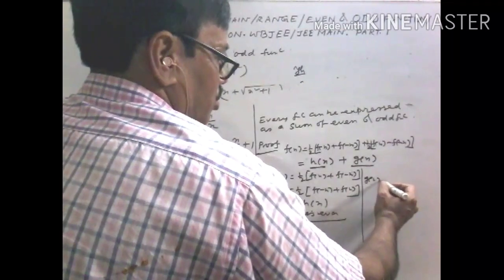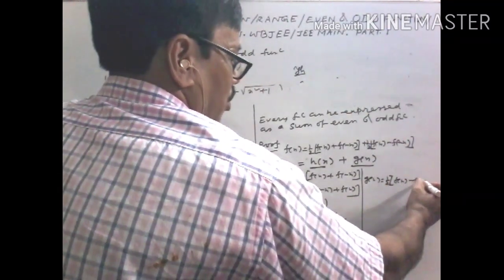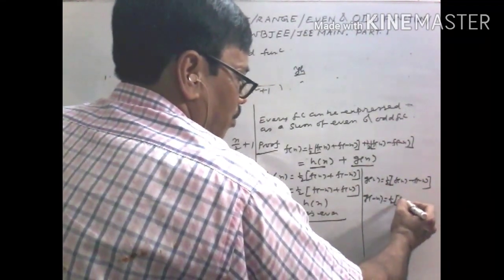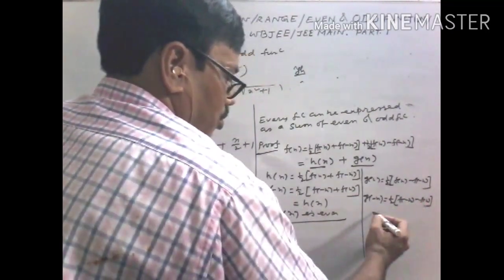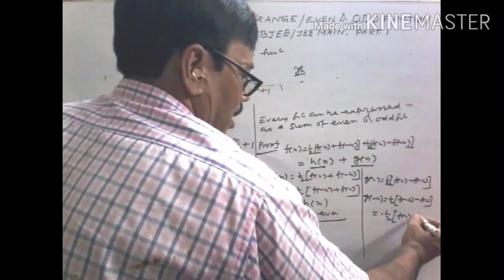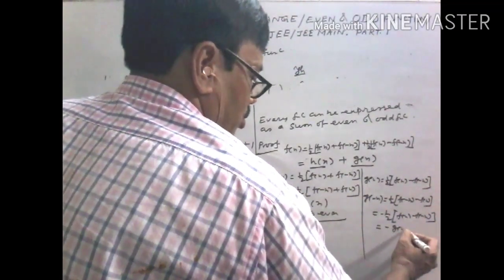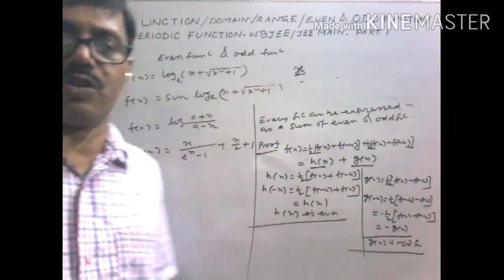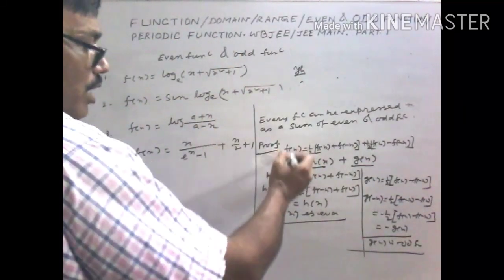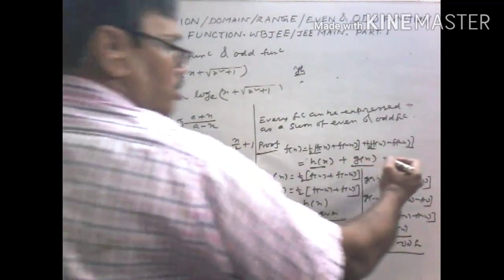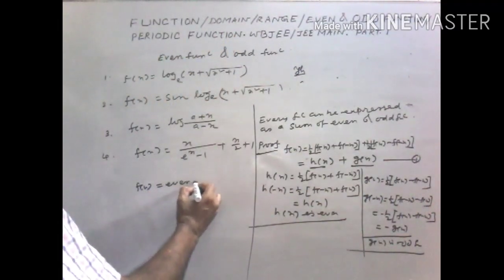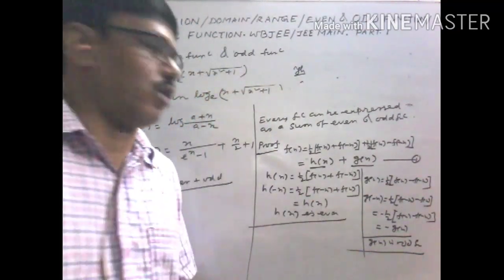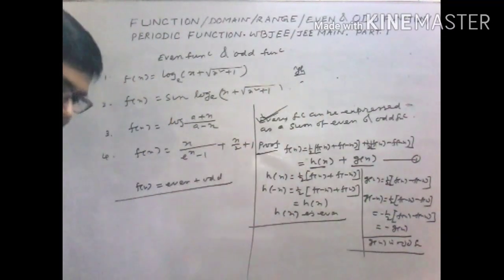Now similarly, if we take g x equals half of f x minus f of minus x and calculate g of minus x, it is half of f of minus x minus f x. So minus is common, so f x minus f of minus x. So minus g x. So g x is an odd function. So from one, what are we getting? If we consider this as one, f x equals even plus odd. So every function can be expressed as a sum of even and odd function. So this is a remarkable theorem.